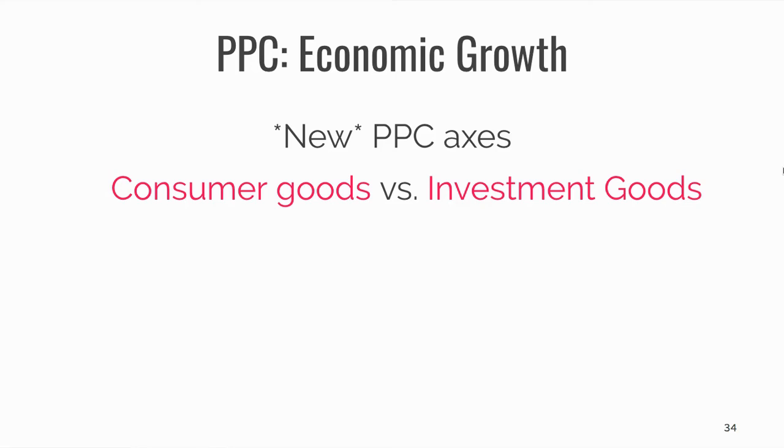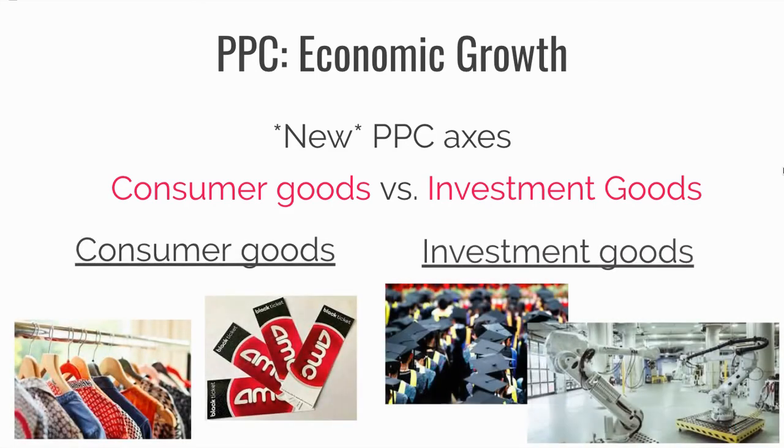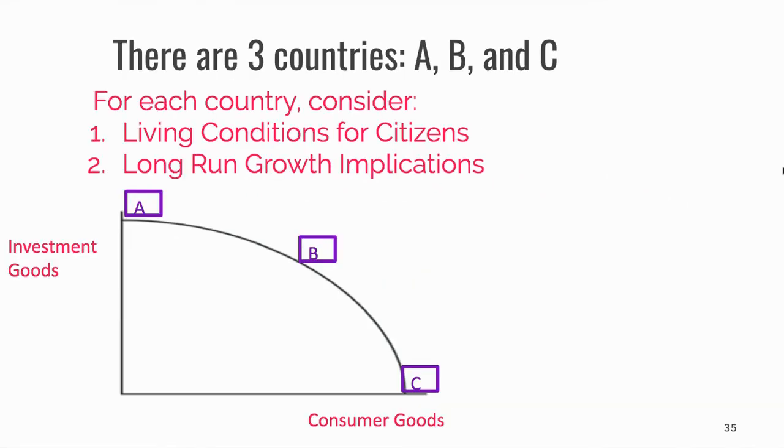So now here's a new version of the PPC that we use to illustrate economic growth at a high level. You have new axes that are simply going to be consumer goods versus investment goods or capital goods. An example of a consumer good would be clothing or movie tickets. Examples of investment goods would be advanced degrees and machinery. So let's practice this concept. Pretend there are 3 countries, country A, B, and C. For each country, consider their living conditions and implications for long-run growth, given where their economy is currently producing on the PPC. So look at the position of each country.